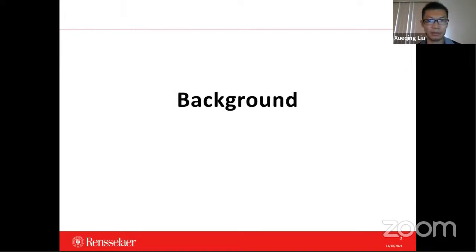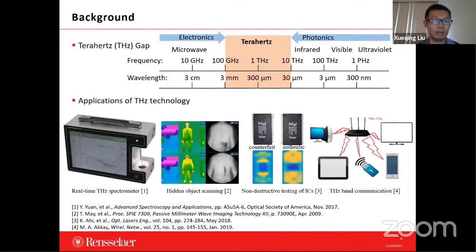First is the background. My research is within the terahertz gap, which is about 100 gigahertz to 10 terahertz. In this frequency range, there could be many applications like the real-time terahertz spectrometer, hidden object scanning, non-destructive testing of ICs, and also terahertz band communication.